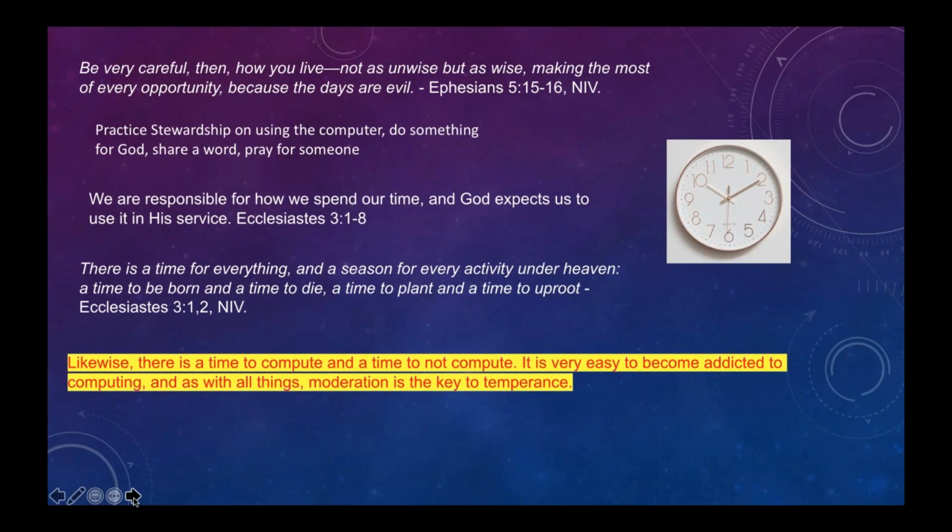So Ecclesiastes chapter 3 from verse 1 to 8, it tells us that there is a time for everything. There is a season for every activity under heaven. A time to be born, a time to die, a time to plant, and a time to uproot. So likewise, there is a time to compute, and there's a time not to compute. It is very easy to become addicted to computing. And as with all things, moderation is key to temperance. So I encourage you to be temperate.